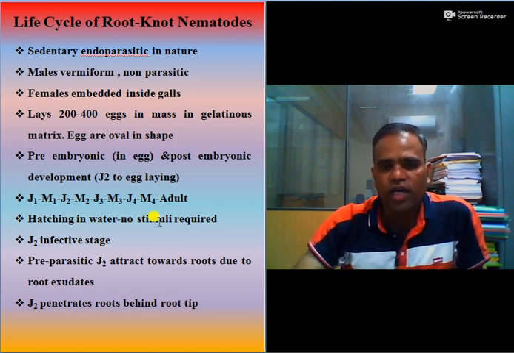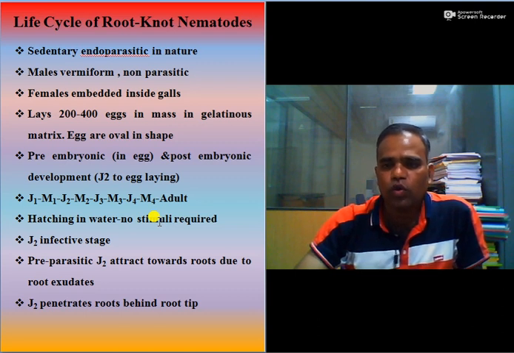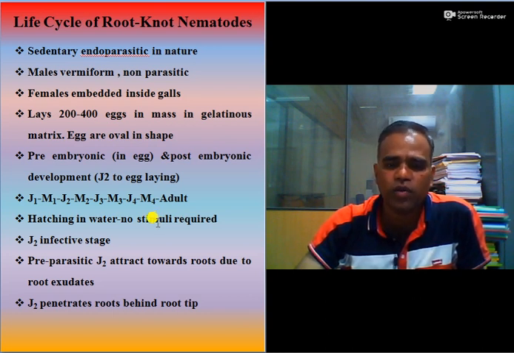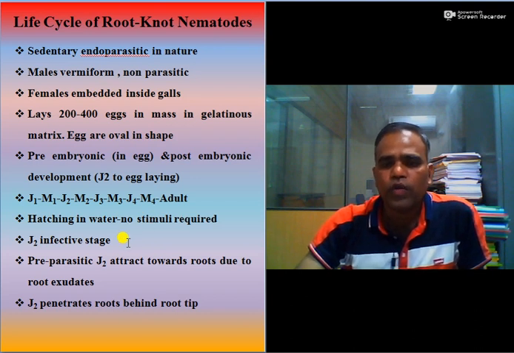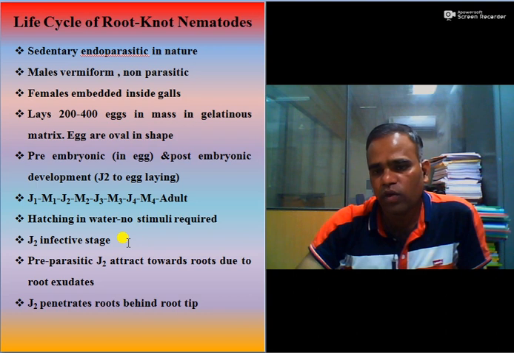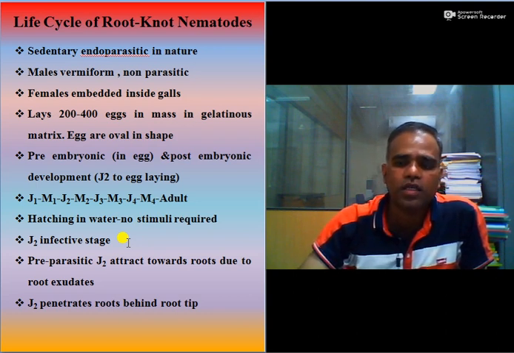The hatching of the egg takes place in water, so no stimuli are required in the case of the root knot nematode. Otherwise there are a number of nematode species which require stimuli. So the juvenile second stage is the infective stage in the case of the root knot nematode. In general also, the juvenile second stage is the infective one.